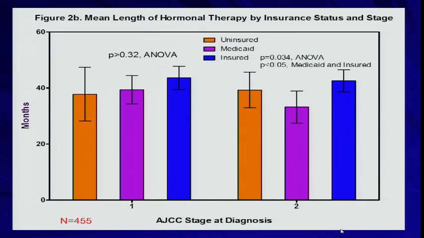Further, there is the mean length of hormonal therapy. Once they start hormonal therapy, how long they receive it appears statistically different here. The uninsured and the insured are similar, but Medicaid is shorter. So you think that Medicaid has something, maybe due to whatever reason they do not receive adequate treatment.